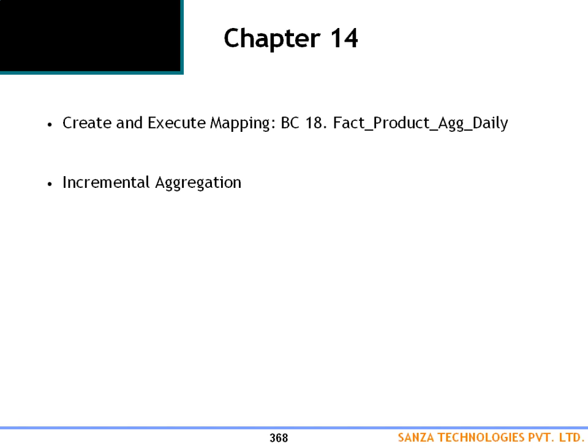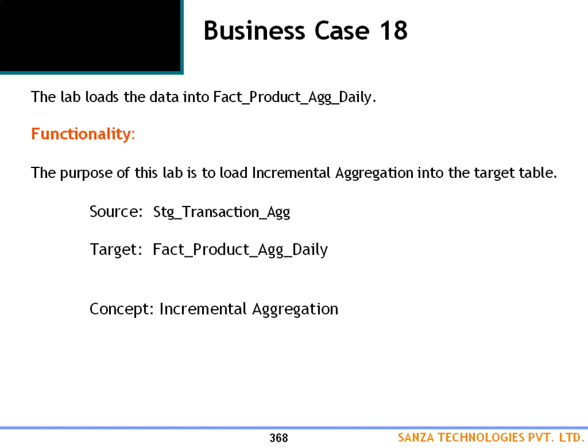Now we are going to discuss chapter 14, about extracting the data from the STG transaction underscore AGG table and loading the data into the fact product AGG table. The concept introduced in this mapping is incremental aggregation.